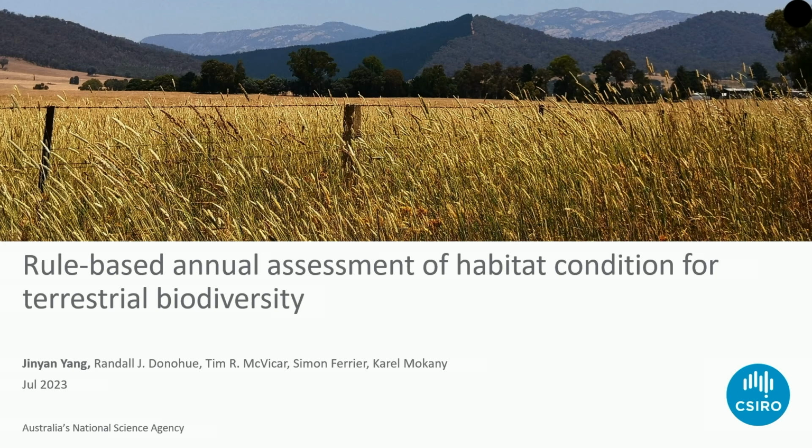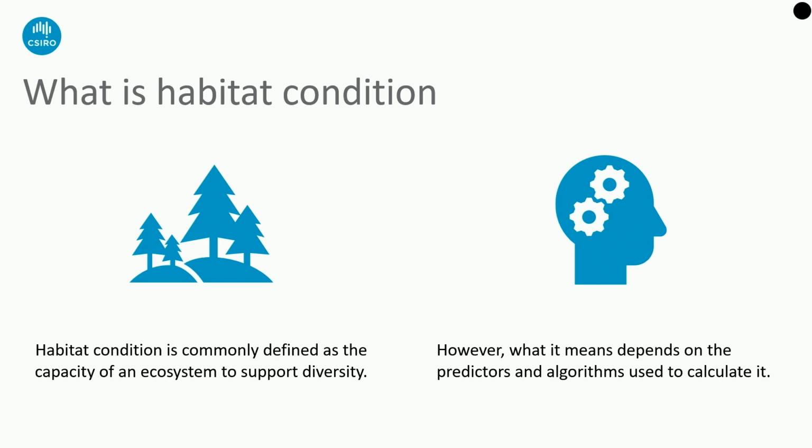Now, my talk is going to be about a new way to assess habitat condition for biodiversity conservation and restoration. Now, to start with, what is habitat condition? A very broad definition would be the ability of an ecosystem to support biodiversity. But depending on the specific approach that one takes and the indicators that one looks at, the definition of habitat condition could change actually quite a lot.